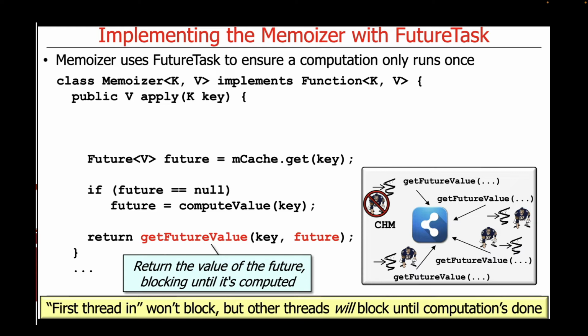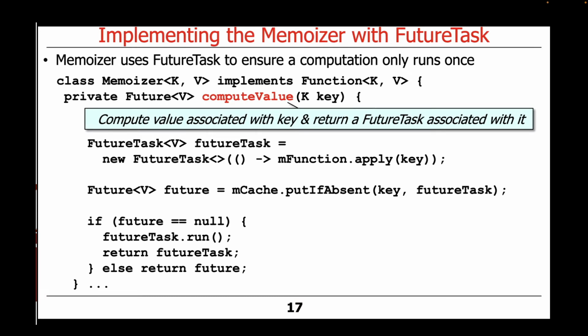So everything except the first thread is going to block. This thread will not block because it's going to go ahead and do the computation, the only computation. All right, so just keep that in the back of your mind. So here's ComputeValue. What this does is it takes the key and it computes a value associated with the key, and it returns a future task that's associated with it.